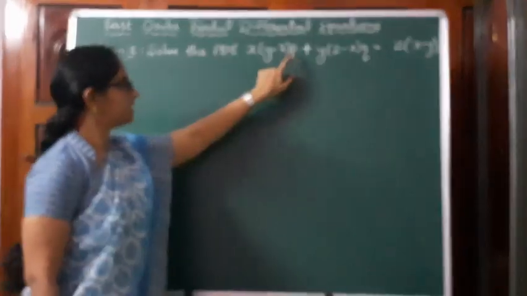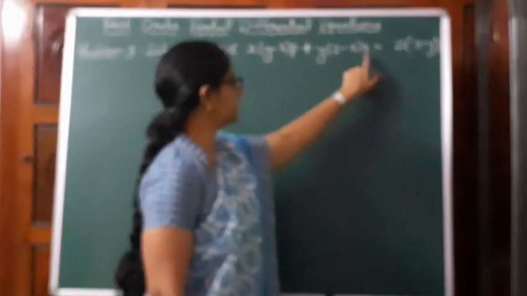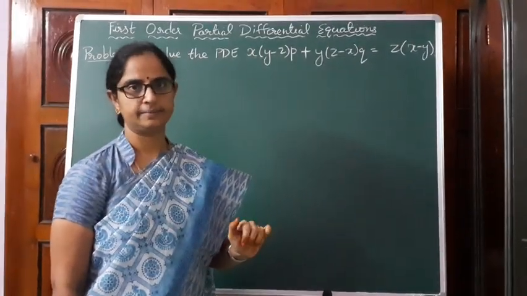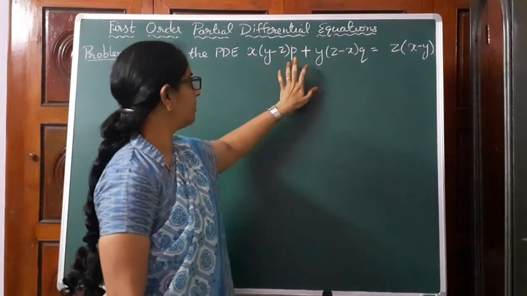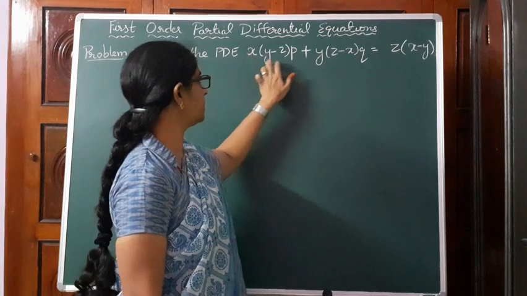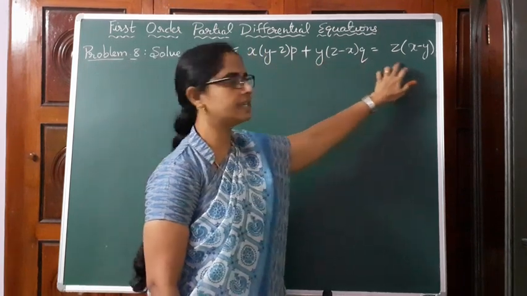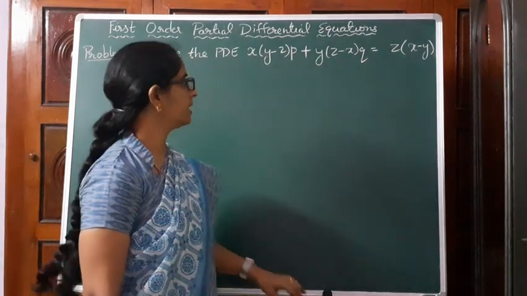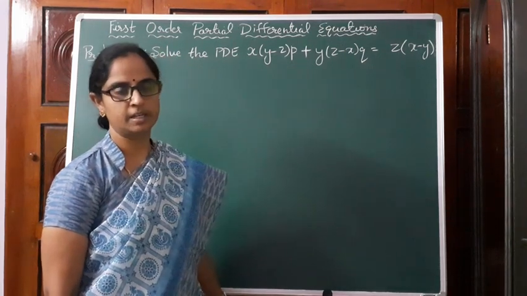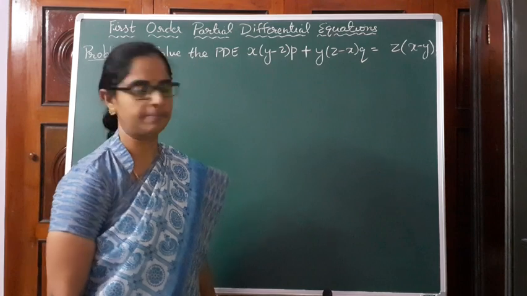x into y minus z into p plus y into z minus x into q is equal to z into x minus y. So this is a partial differential equation of Lagrange's type because this is of the form capital P into p plus capital Q into q is equal to R. So immediately we write the auxiliary equations and we check to group the terms. If not possible, we go for multipliers.